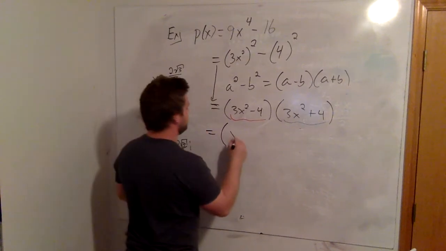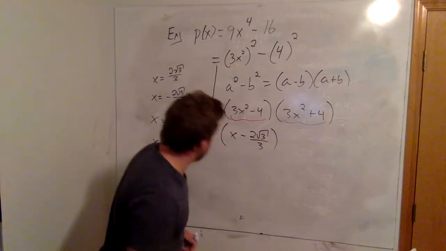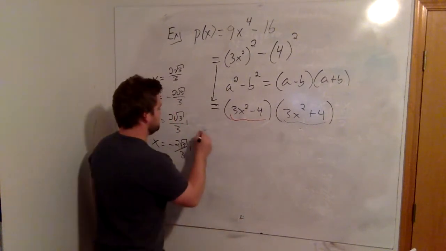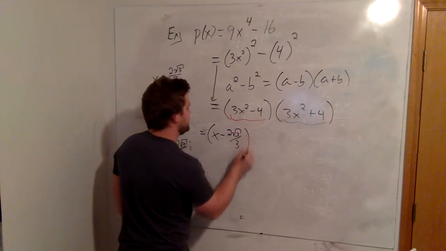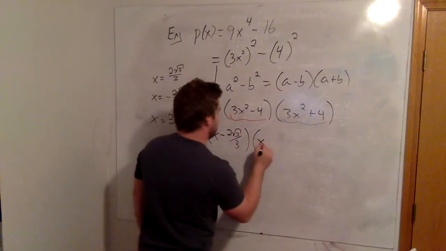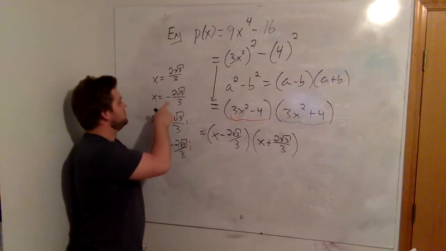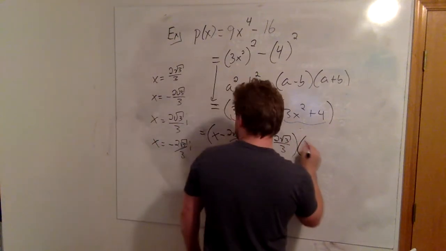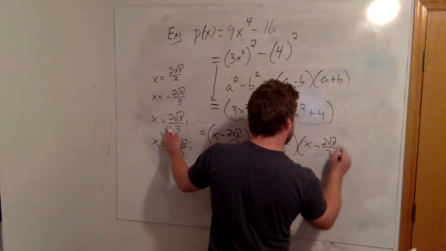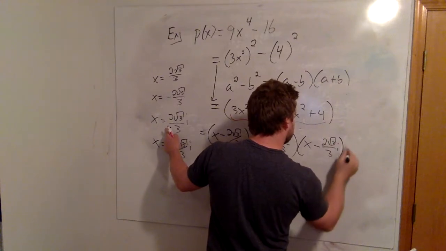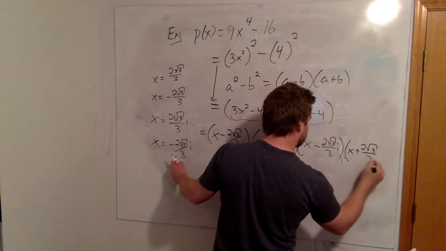Well, if this is a root, it'll have x minus 2 root 3 over 3. We'll have an x minus 2 root 3 over 3 as a root. I'll also get x plus 2 root 3 over 3 as a root. I'll also have x minus 2 root 3 over 3 i. And I'm also going to get x plus 2 root 3 over 3 i.